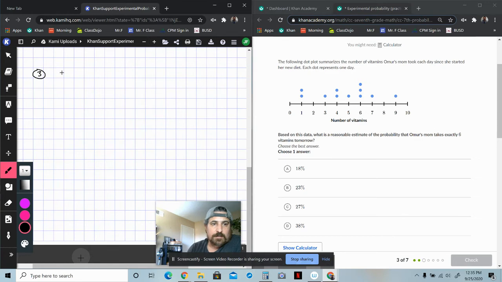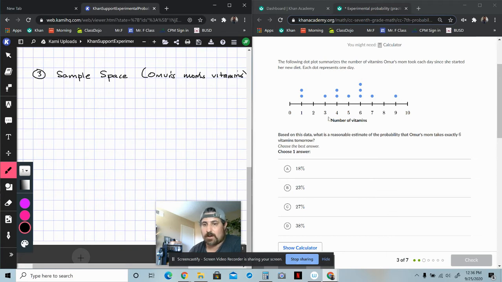Our sample space is going to be the number of vitamins that this lady is taking. Okay, so this is Omar's mom's vitamins, right? All right, and it basically says that each of these dots represents one day. So she took one vitamin twice. She took 3 vitamins once. She took 4 vitamins twice. She took 5 vitamins on one day. She took 6 vitamins on 3 days. She took 7 vitamins on one day. She took 9 vitamins on one day.